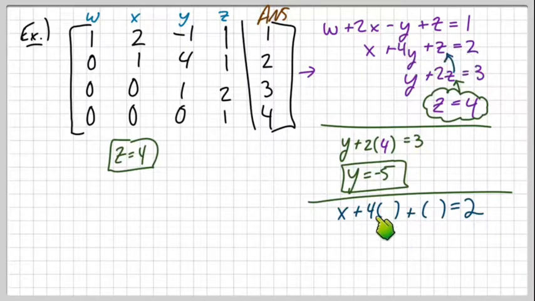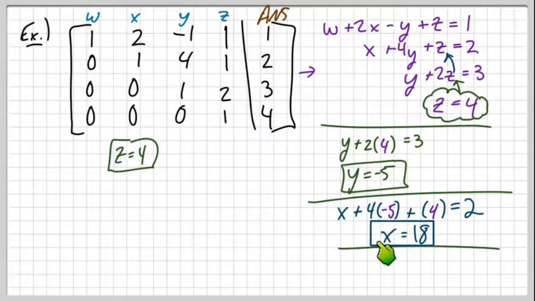I'm going to leave these blank right now because I know I'm plugging in negative 5 for y and 4 for z. We simplify and get x by itself. We get x equals positive 18. So there we go. We've solved for 3 of the 4 variables.